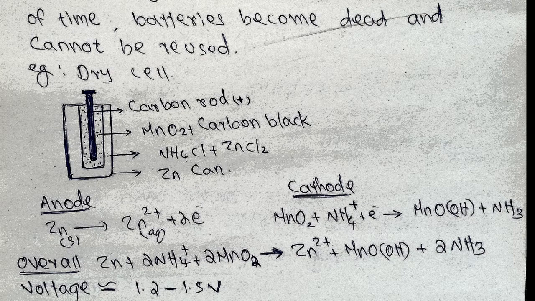Okay, ammonium chloride changed to ammonia during this chemical reaction. Also, the voltage of a dry cell is between 1.2 to 1.5 volt. This is the voltage range of a dry cell, 1.2 to 1.5.